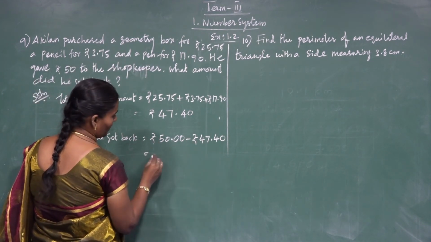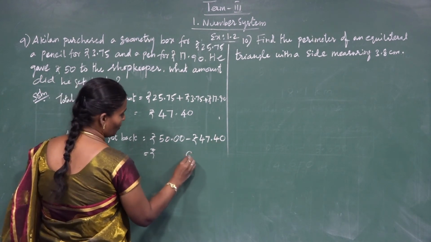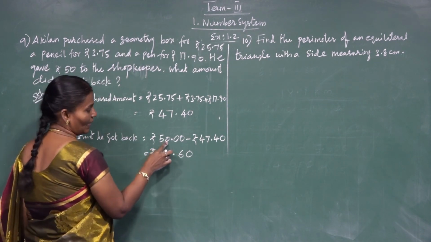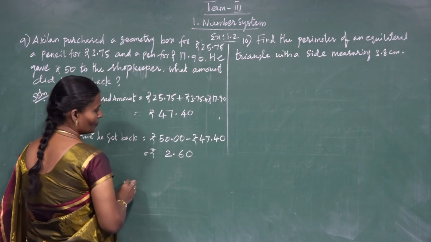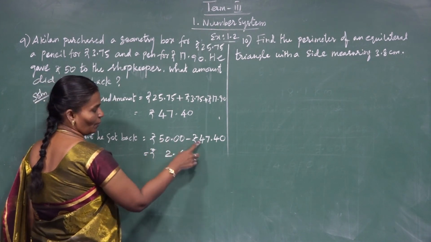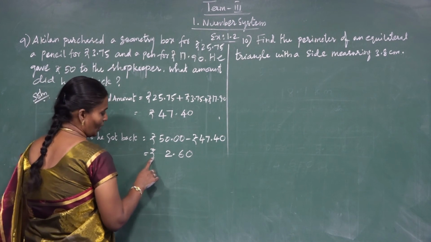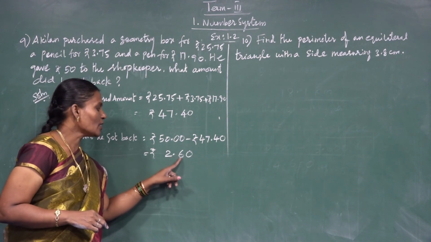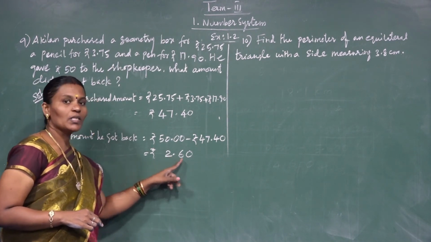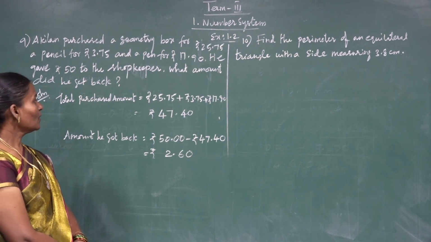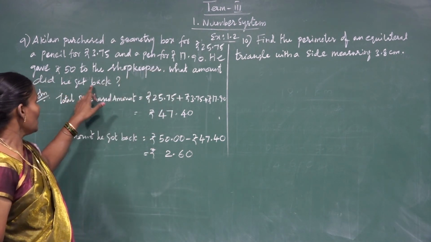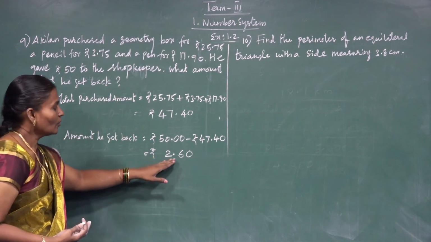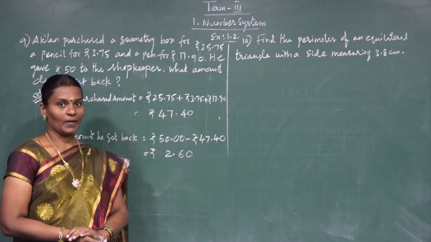See, you have to subtract this. Okay, so here 10 minus 4 is 6. Here, now 9 minus 7 is 2. Okay. So here 4 minus 4 is 0. So remaining, he got back rupees 2.60, that means 2 rupees 60 paise. So what amount did he get back? 2 rupees 60 paise. Understand, children?